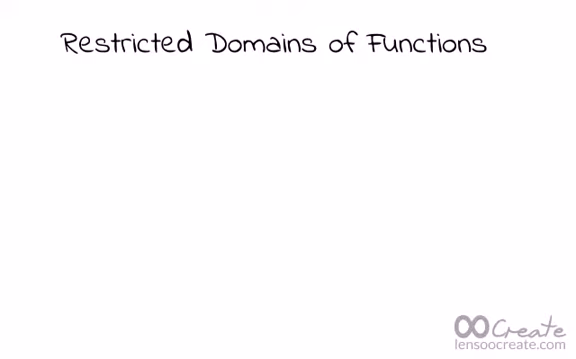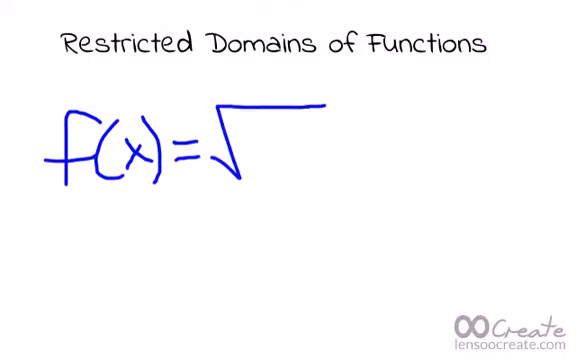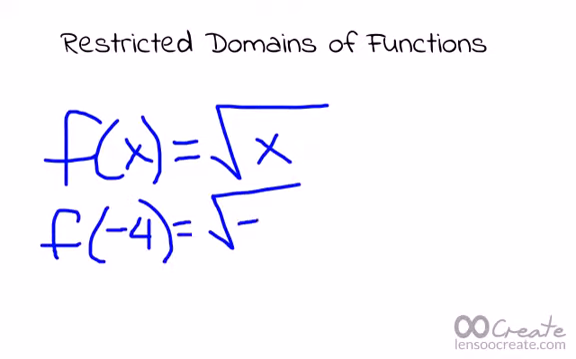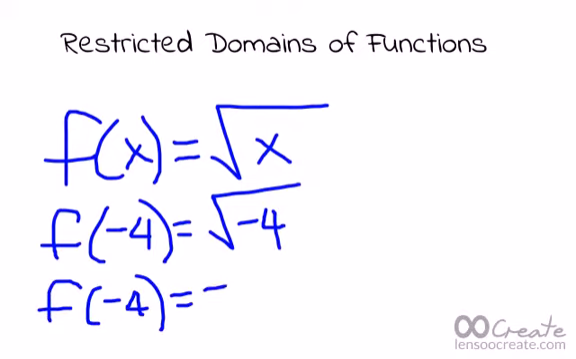Okay, we're going to talk about restricted domains of functions. So we talked about our radical functions, which had a restricted domain. If I have f of x is equal to the square root of x, not every value of x is available for the domain. For example, if I want to find f of negative 4, that's going to give me the square root of negative 4, and f of negative 4 is equal to plus or minus 2i, which we're not going to graph.